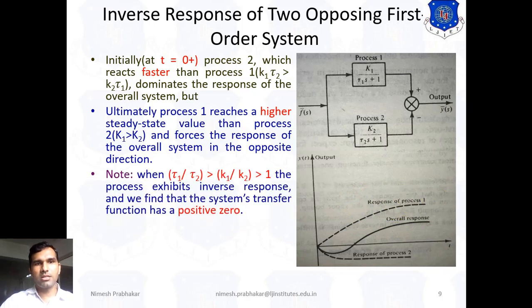So here, same as the earlier condition, when tau 1 upon tau 2 is greater than K1 upon K2, the process exhibits the inverse response, and we find the system transfer function has a positive zero. So this is the condition for the inverse response of the first order system. So here we see the inverse response.